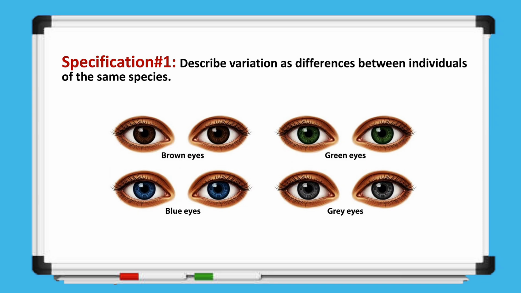To make this idea clearer, let us take a simple example from humans. People can have different eye colors. Some individuals have brown eyes, others have green eyes, some have blue eyes, and some have gray eyes. All of these are examples of variation in eye color among humans. So even though all humans belong to the same species, we can still see clear differences between individuals. These differences are what we call variation.